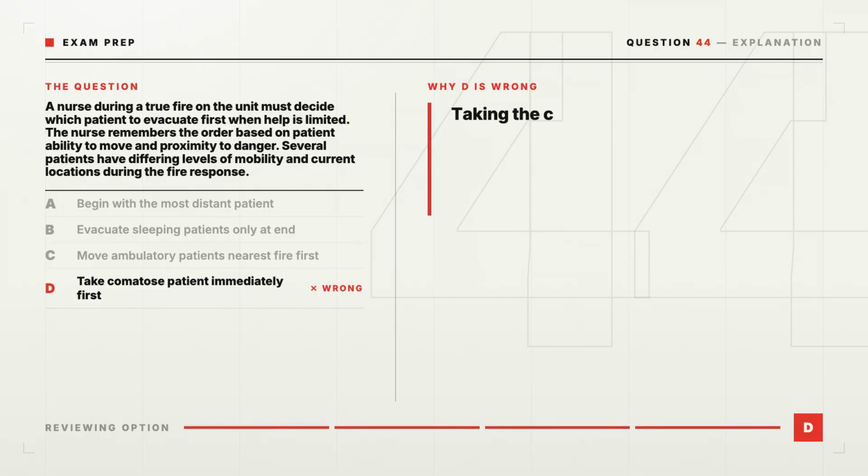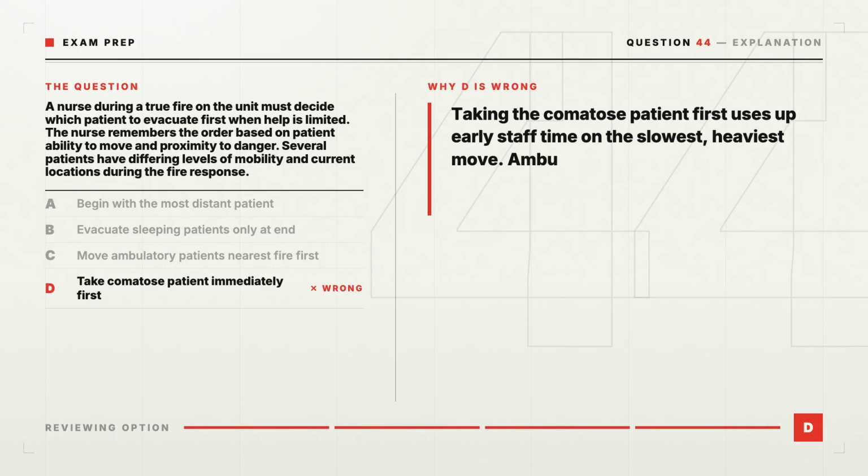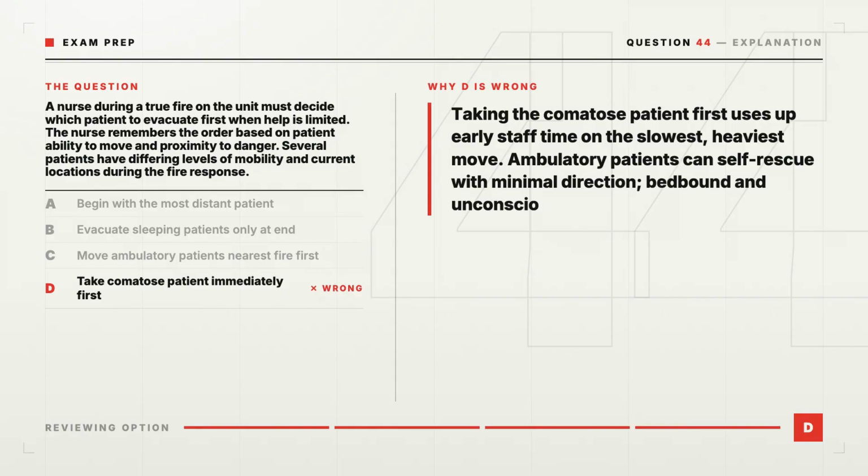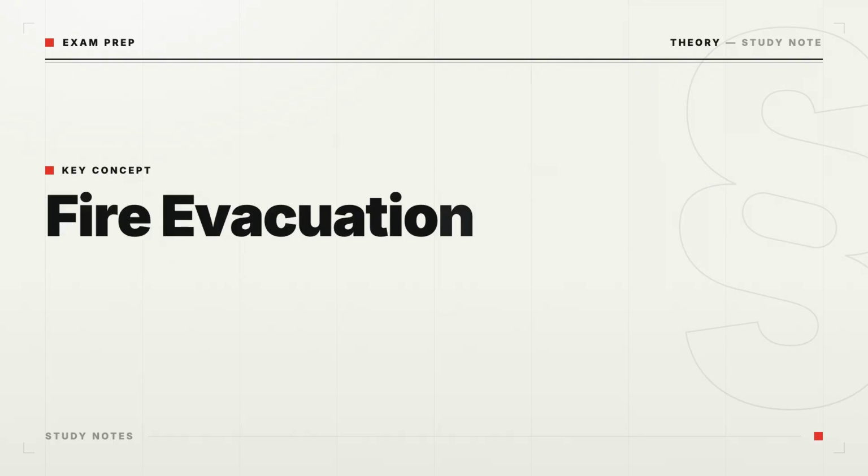D is wrong because taking the comatose patient first uses up early staff time on the slowest, heaviest move. Ambulatory patients can self-rescue with minimal direction. Bedbound and unconscious patients are evacuated last when more help has arrived.